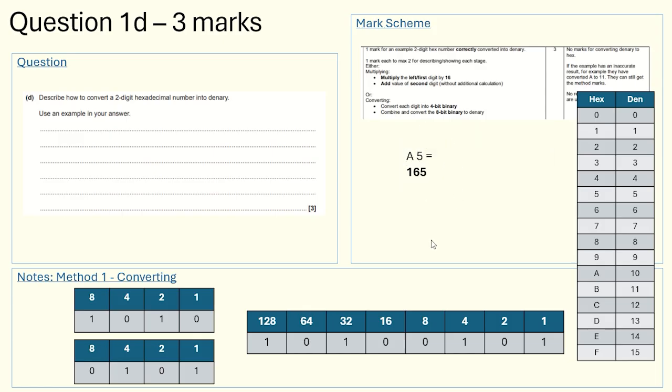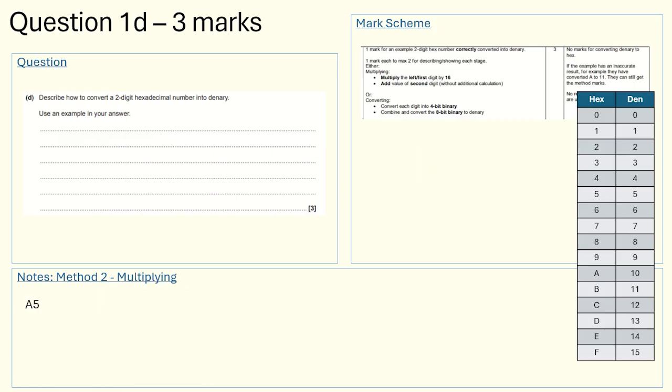Okay, so if we were to show something like this, if we were to describe that we need to convert each digit into 4-bit binary and then convert to 8-bit binary and then to denary, if we had something like this down on the paper and a worked example, then that would show that correctly and you'd be getting all 3 marks.